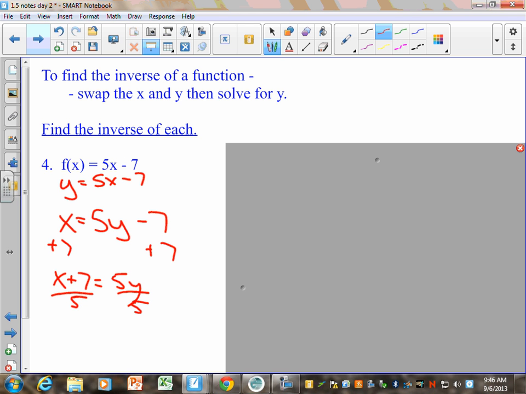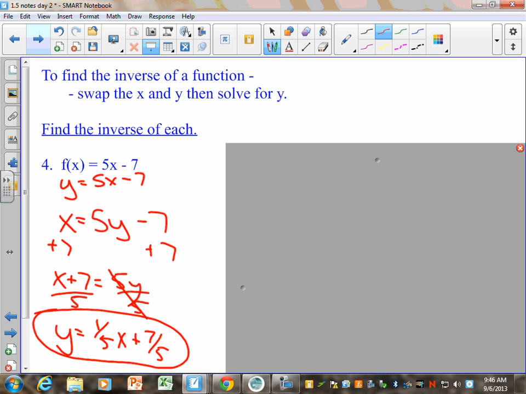And I'm totally okay if you just left this as x plus 7 over 5, but I really can't help myself. I have to break it up like I was going to graph it, and I'm going to write that as 1 fifth x plus 7 fifths, but that's the same as x plus 7 over 5. Do you agree with me on that statement? So we solve, and we're trying to tell two equations are inverse.